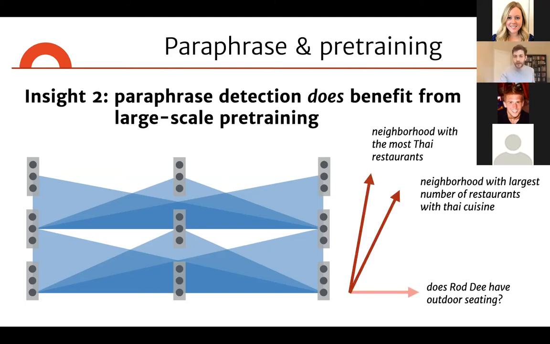To say this concretely, I can take a sentence like neighborhood with the most Thai restaurants and get a vector representation of that sentence using one of these big pre-trained models. Similarly, I can take a sentence like neighborhood with the largest number of restaurants with Thai cuisine, which we said was a more robotic version of the question. If I hand that off to one of these big sentence embedding models, I'll again get a representation of that question, such that those two representations are, from the model standpoint, much closer to each other than they are to representations of sentences that correspond to totally unrelated questions.